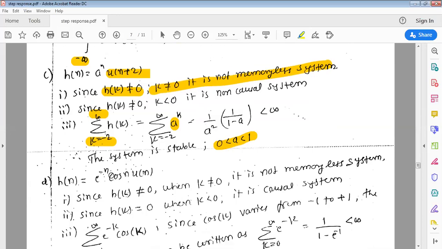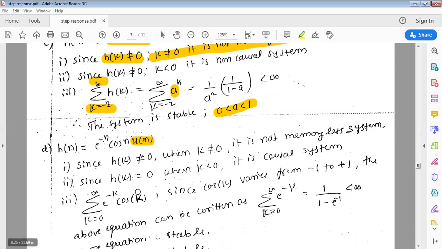See here. This will not exist when n is less than 0 because u of minus 1 will become 0. Therefore, this h of n will exist only when n is above 0. Therefore, h of k is e power minus k cos of k into u of k, which will exist only when k is above 0. Therefore, this system is a causal system. Once again, we take the summation from k equal to 0 to infinity. The reason I have not taken it from minus infinity is the factor u of n. U of n will exist only between 0 and infinity. Therefore, I started with 0 and end at infinity, e power minus k into cos of k.